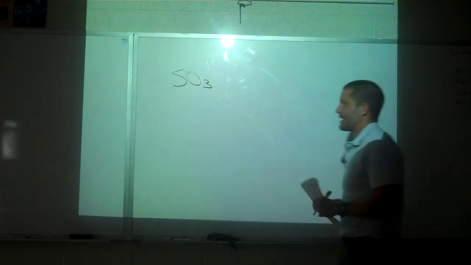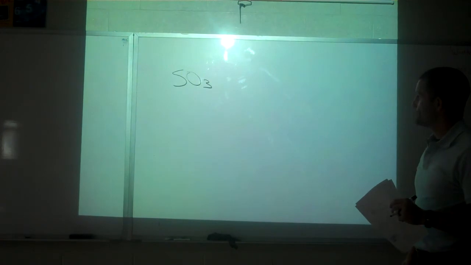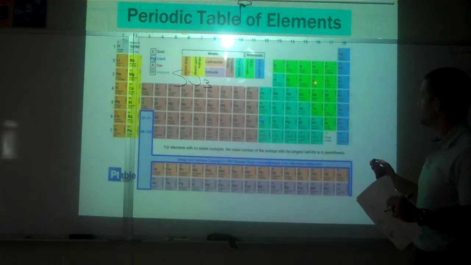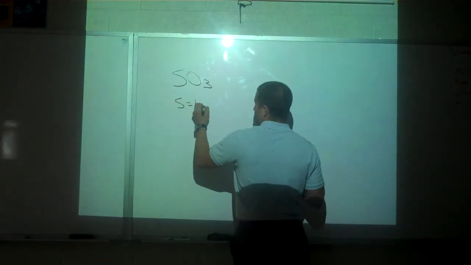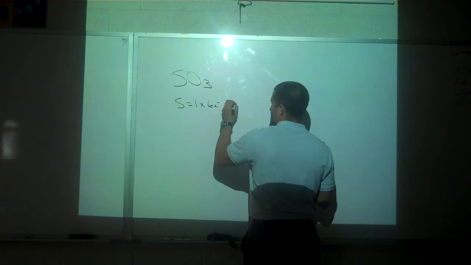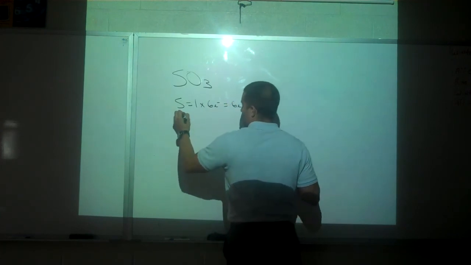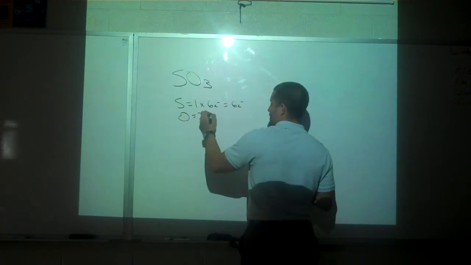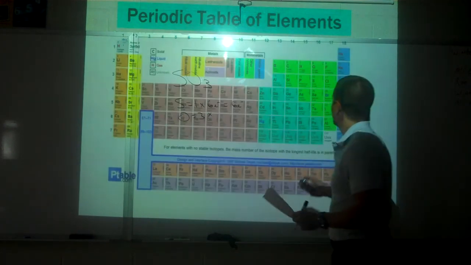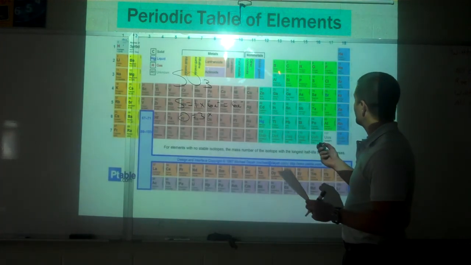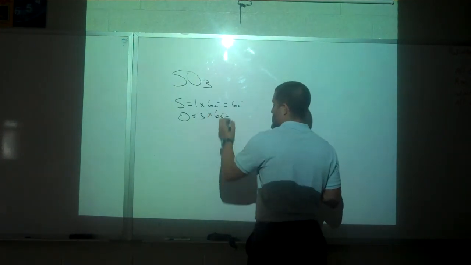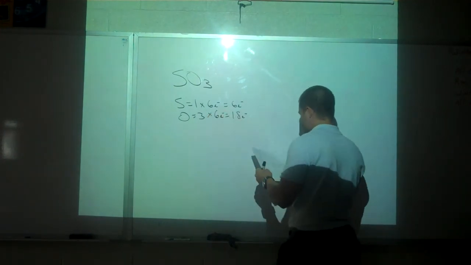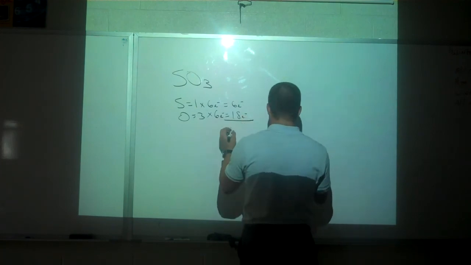So let's do this one. SO3. Now I want to look at S, sulfur. 1, 2, 3, 4, 5, 6. 6 valence electrons. So S equals 1 times 6 valence electrons equals 6 electrons. And then we have oxygen. You have 3 of them, right? 3 right there. So we have 1, 2, 3, 4, 5, 6, so this is 18, right? Pretty good with that. These are valence electrons, remember?